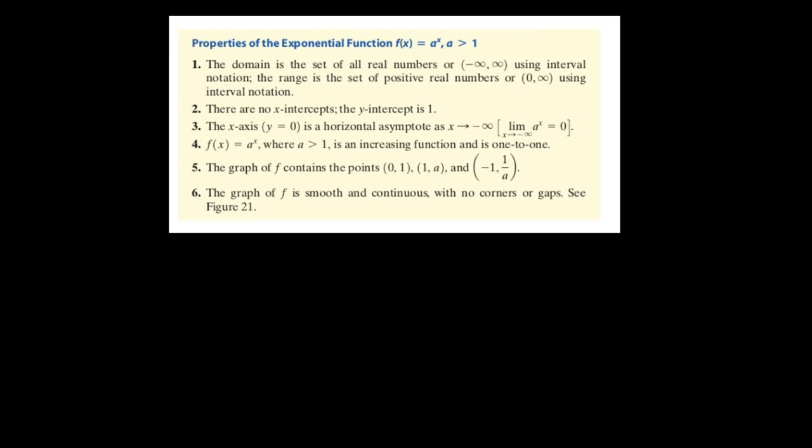As far as properties of an exponential function for a growth factor, or a base, that's greater than 1, similar stuff. The domain is the set of all real numbers, and the range, once again, is all positive real numbers. Just try to get a negative output. Just try it. I challenge you. There are no x-intercepts. Once again, the y-intercept is 1. The x-axis, y equals 0, is the horizontal asymptote, but in this case, it's as x approaches negative infinity, and you can write it like this: the limit as x approaches negative infinity of your exponential function a to the x is equal to 0.